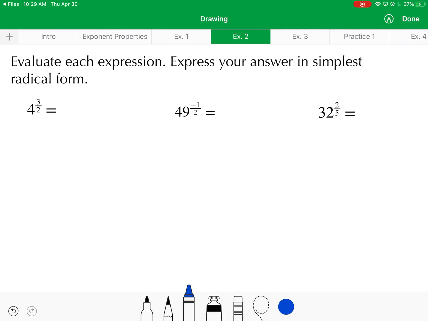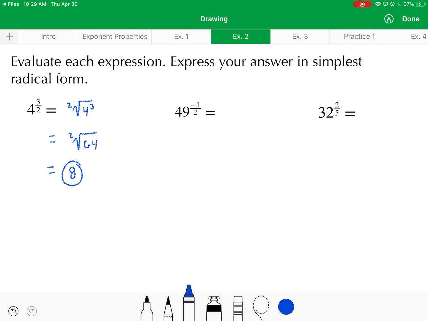Okay? So starting with 4 raised to the power of 3/2, that can be written as the square root of 4 cubed. Now, when I've written it that way, that means I actually have to do the cubing first. So this would become the square root of 4 cubed, which is 64. And then the square root of 64, we know, of course, is 8.